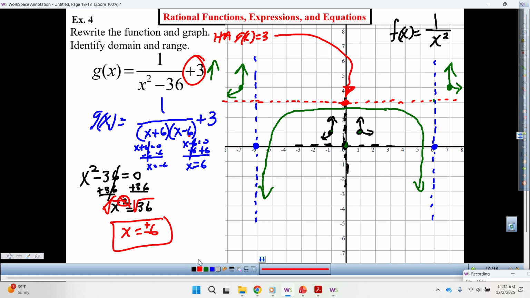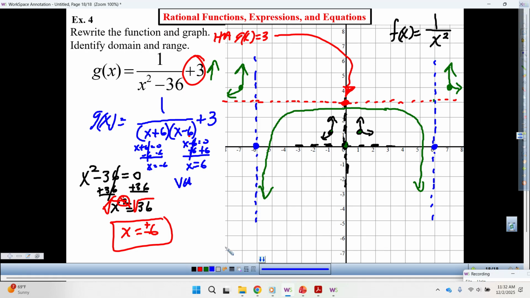Then we needed to find our VA. What is our VA? X equals and x equals. So what did we do with this? Set it equal to 0. And we got a positive 6, negative 6. We rewrote it, set each one equal to 0, and solved. That's how we got our VAs. That one and that one.